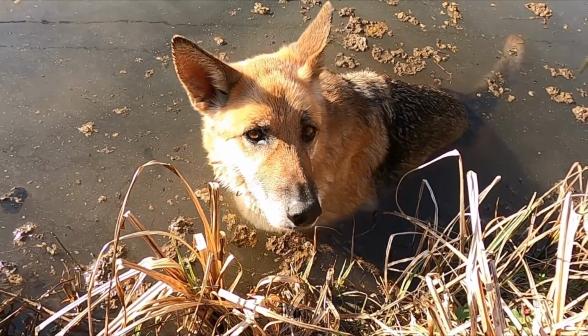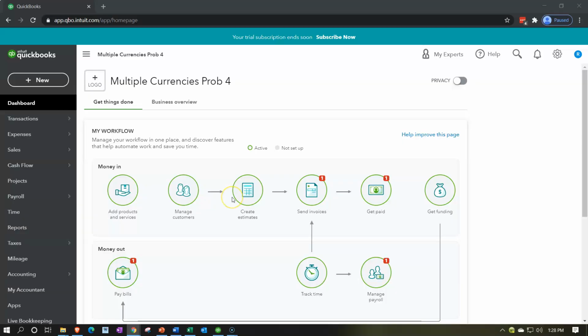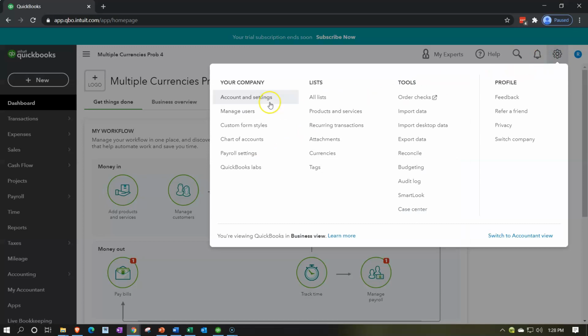QuickBooks Online 2021. Here we are in our QuickBooks Online multiple currencies problem 4 practice problem. In prior presentations, we set up a free 30-day trial so we could practice with the multiple currencies. Then we turned on the multiple currencies by going to the cog up top, accounting and taxes, advanced settings, and then turned on the multiple currencies. Once turned on, can't turn it back off.